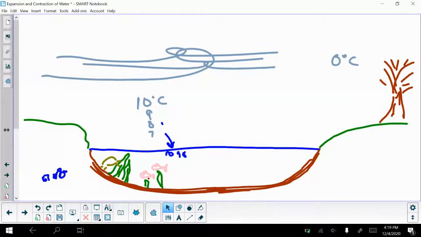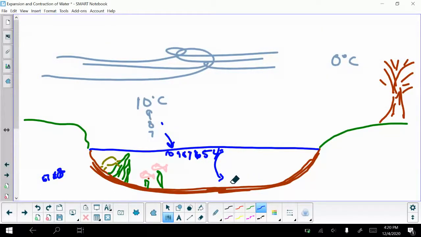Let's just move those numbers out. All right. So we have water dropping in degrees here at the surface of the water. Now, when it hits 4 degrees is actually the most dense that water gets. So those water molecules are packed really tightly together now. They're at their closest form. So that water, because it's more dense, will start to drop.